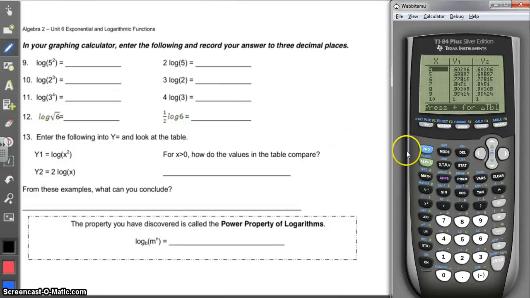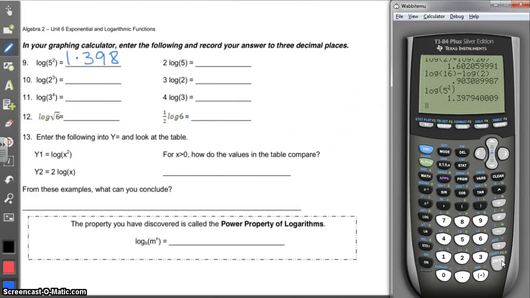Now as well, I want you to go ahead and try to do the values. Log of 5 squared. I'm going to do the first one with you. 5 squared would give you 1.397 or 1.398. Okay, let's try 2 log 5.